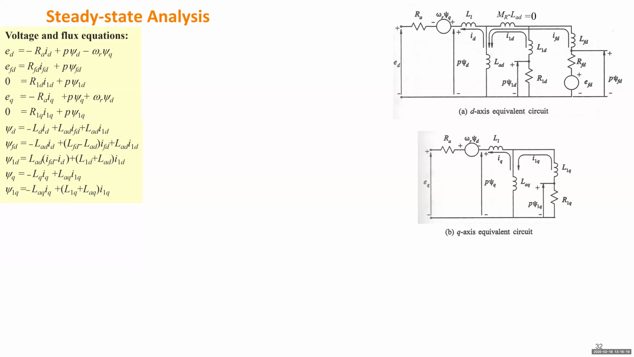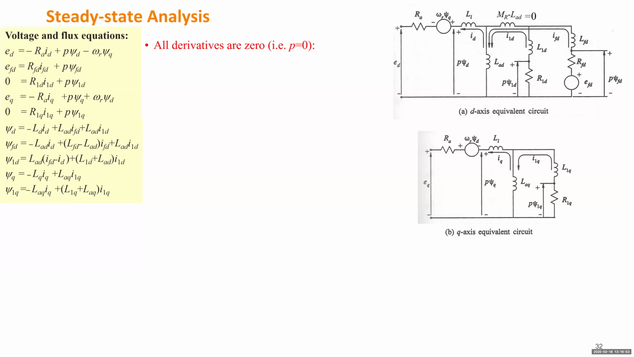So after we change the notations of the inductances and the resistances, we'll have a new set of equations. Those equations are the same as the voltage equations before. We just change the notation, right, to match those two circuits. Okay, so we start from this set of equations and those two equivalent circuits. Let's see how we can simplify some parameters under the steady state condition.